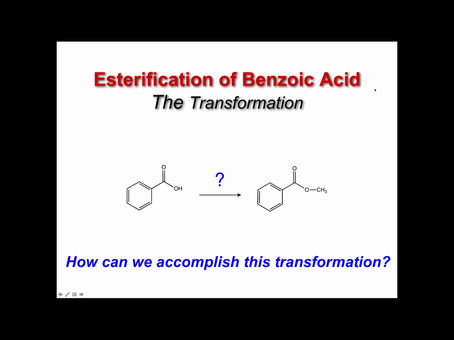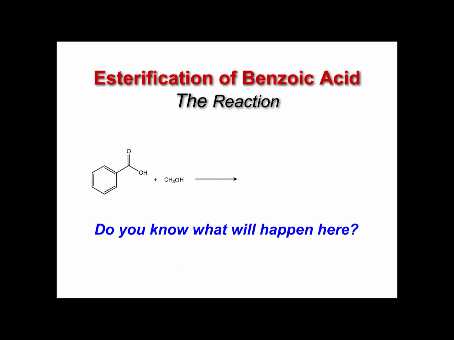You're going to convert a carboxylic acid into an ester. And the thing to think about is how can we accomplish this transformation? So what are we going to want to add as a reagent to make this happen? Now we know that what we would like to add is the alcohol. If we want to make the methyl ester, we would add methanol.